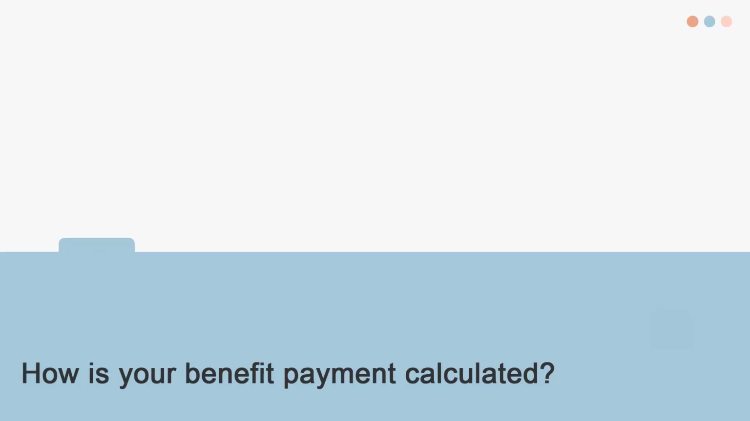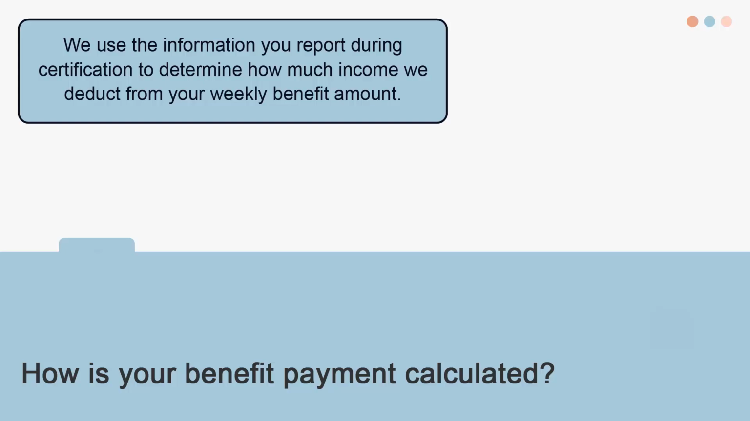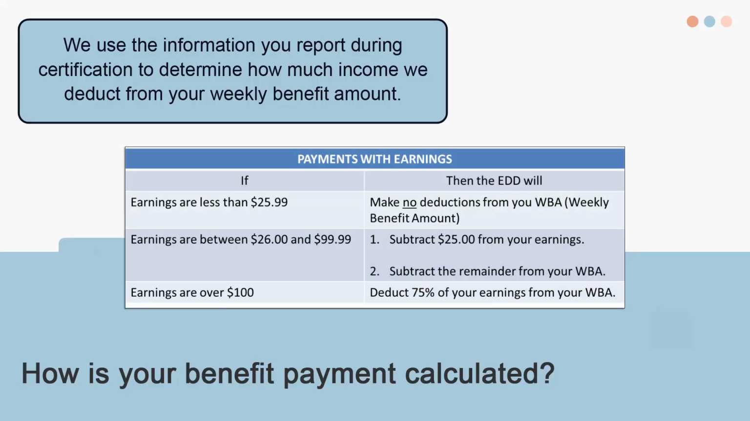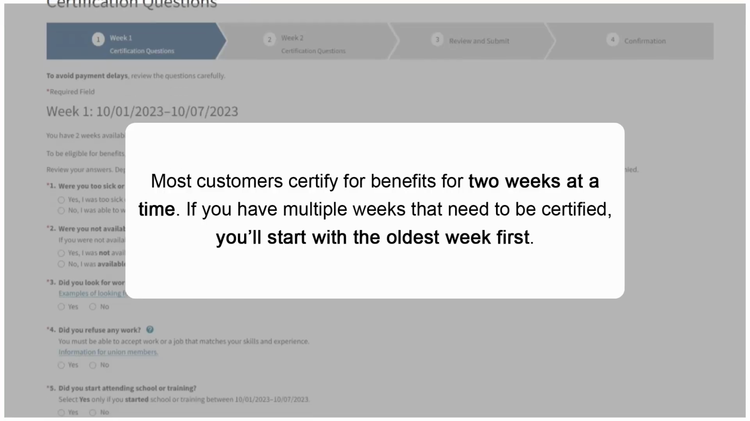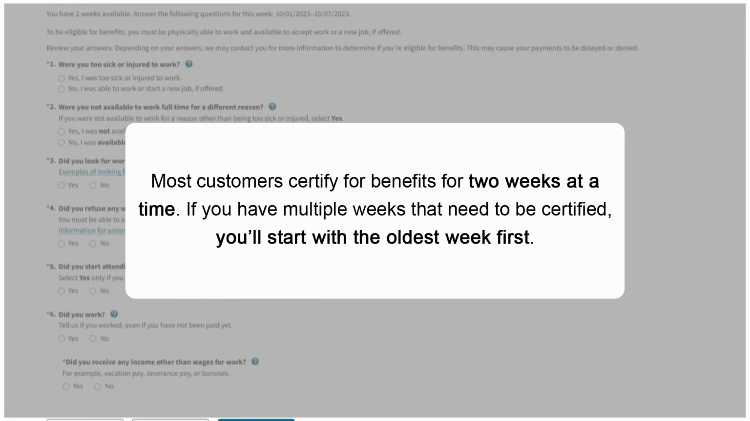How is your benefit payment calculated? We use the information you report during certification to determine how much income we deduct from your weekly benefit amount. When you report earnings, we use this chart to calculate your payment. Most customers certify for benefits for 2 weeks at a time. If you have multiple weeks that need to be certified, you'll start with the oldest week first.